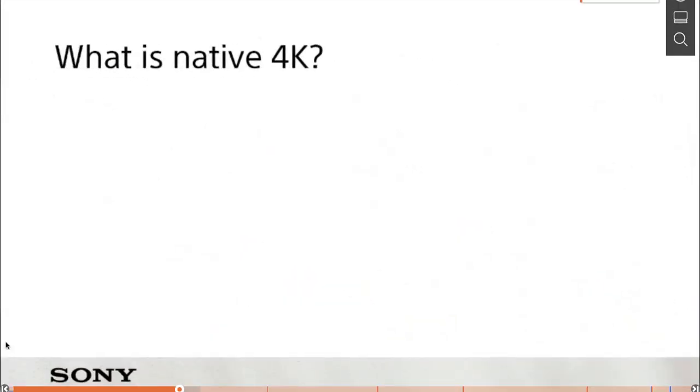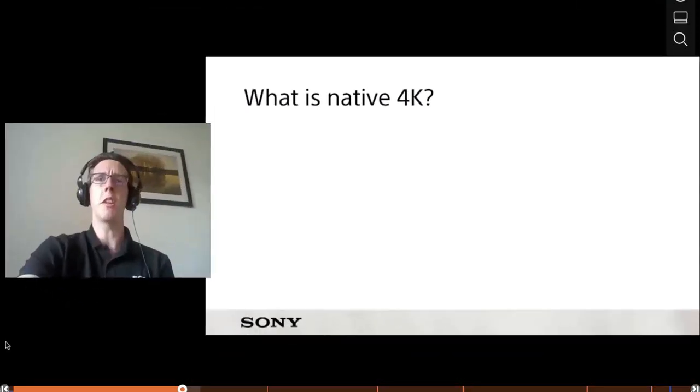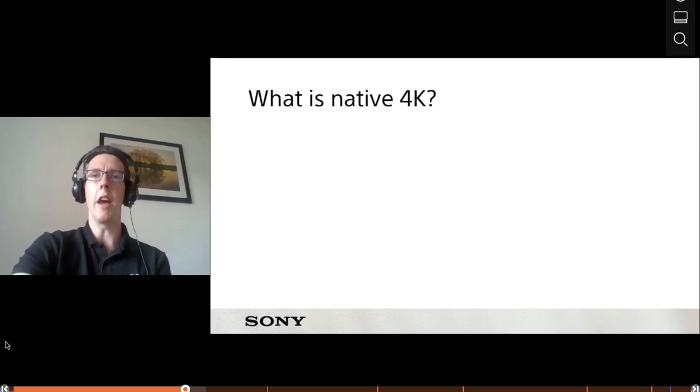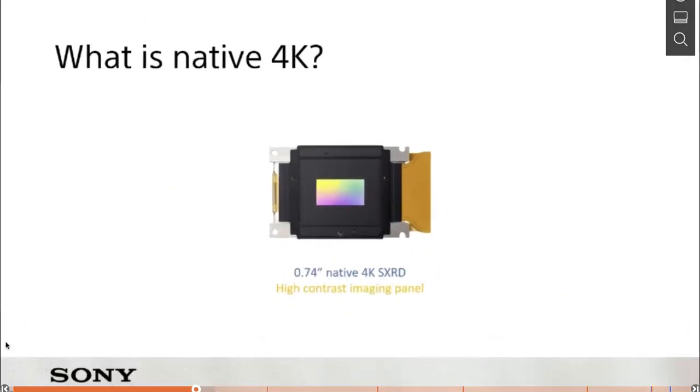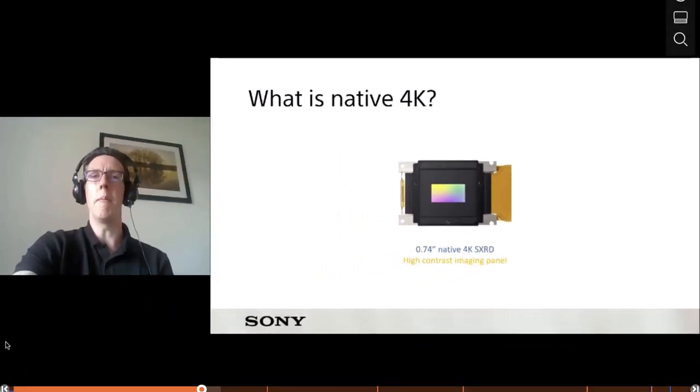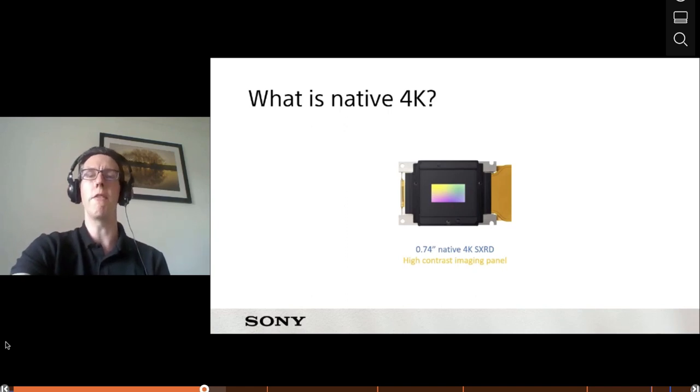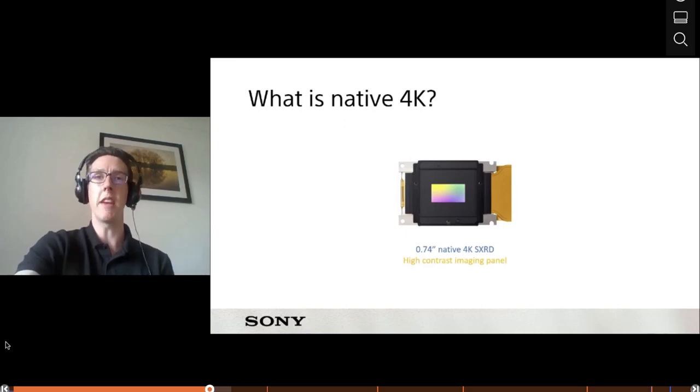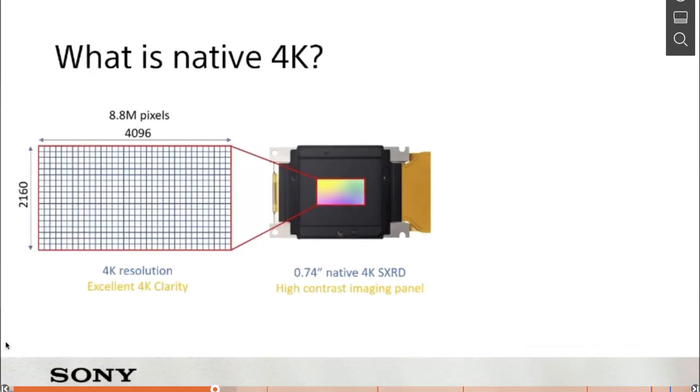So with the aim of delivering you the highest quality projectors, you probably heard me mention the term native 4K a few times during the last slide, and you may not be completely clear what it actually means. Surely 4K is 4K. Well, actually, no. Native 4K is a term that's unique to projectors, and it's used when projectors contain imaging panels that utilize the correct number of pixels to display 4K content pixel perfectly. This means each imaging panel, in Sony's case the high contrast SXRD panel, has 4096 by 2160 pixels, or a total of 8.8 million pixels per panel.